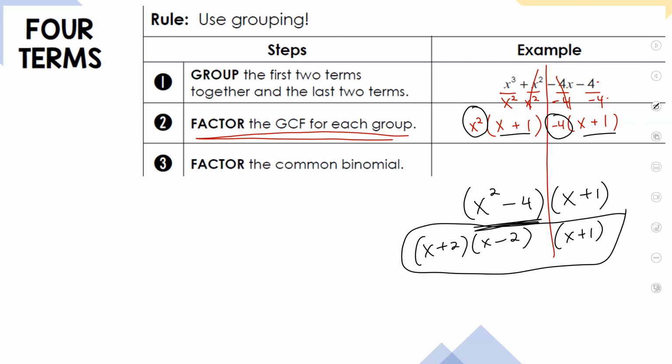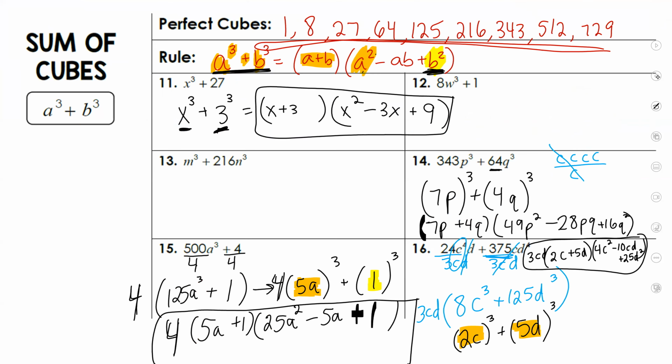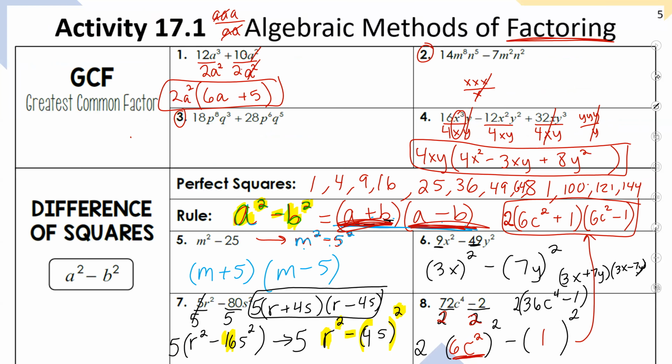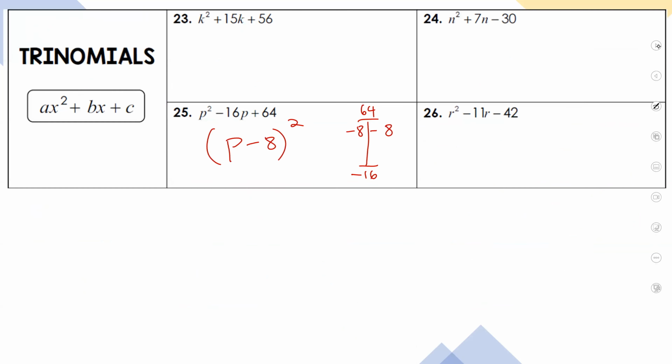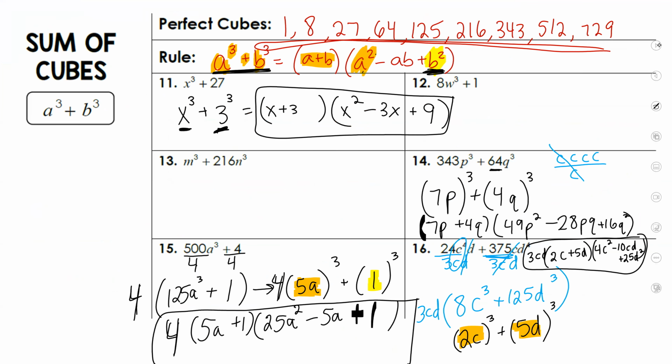Do you guys know how we did X squared minus 4? That's this one up here. Let me go back to the notes. This is difference of squares. So whenever you have a difference of squares like we have here, you write it as A plus B times A minus B. That's what we did for that one.